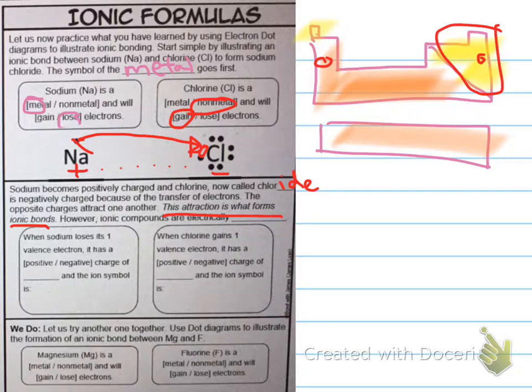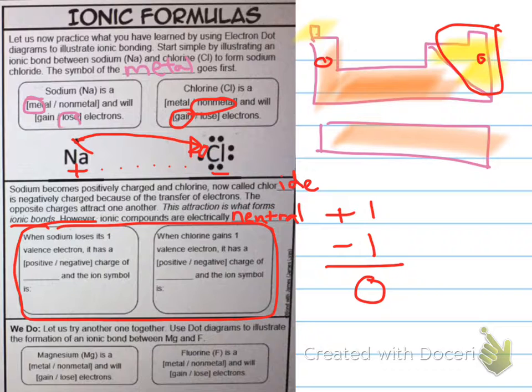However, ionic compounds are electrically neutral. I want you to notice that if we have a positive 1 and a negative 1, we have no charge. The charges totally cancel out. We don't have more positive charges, and we don't have more negative charges. They are 100% equal, so they are electrically neutral. When sodium loses its 1 valence electron, I want you to fill in these blanks on your own. So go ahead and pause the video and complete that box.